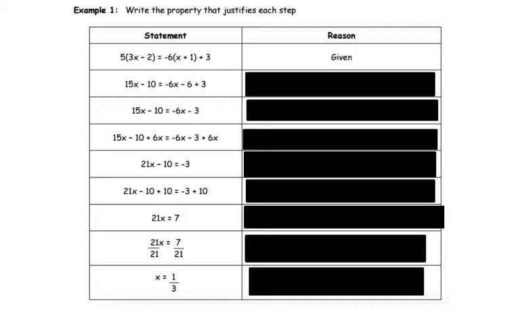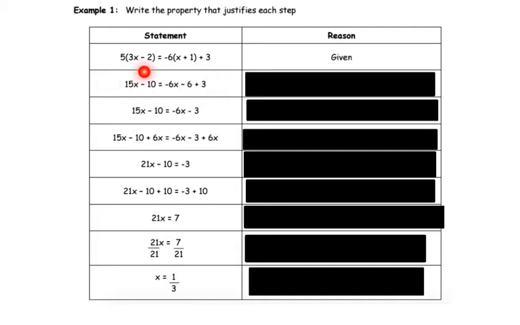All right, so let's jump right in onto a proof, and this is what a proof looks like. You're basically going to have a column of statements, and they're going to have a column for reasons, okay? So write the property that justifies each step, and you have the whole list that I already went through. So let's look here at what we got. So 5 times (3x minus 2) equals negative 6 times (x plus 1) plus 3. That is our statement that we're starting with, and the reason is it's given to us. Okay, obviously they got to give us something to work with, so that's given.